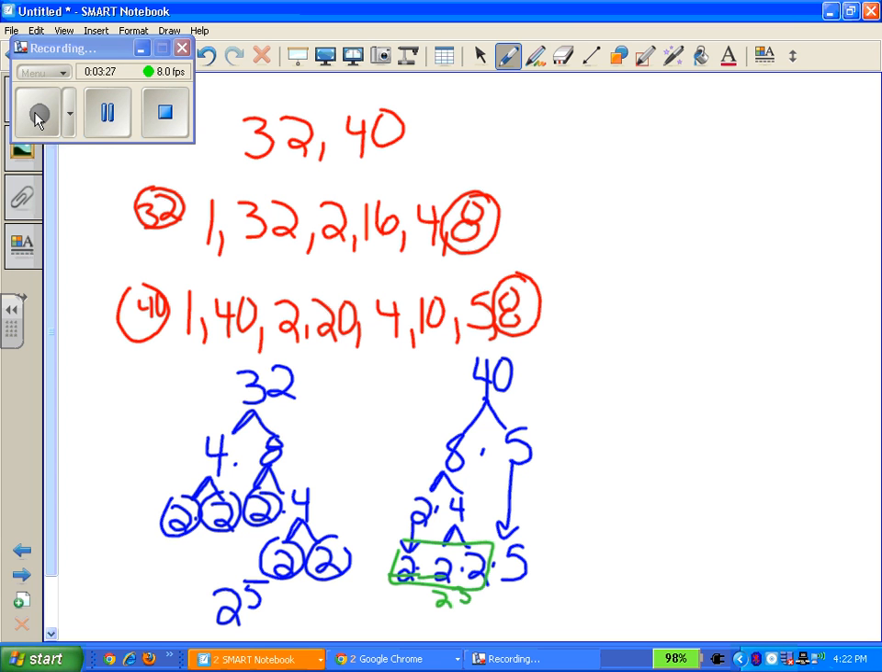We'll use these 3 2s, and we'll use 3 of these 2s, because there's 5 there. So that would be 2 times 2 times 2. 2 times 2 is 4, times 2 equals 8. So the greatest common factor using this method is still 8.